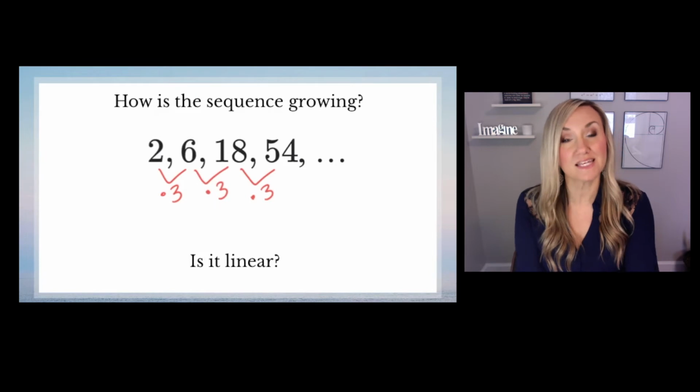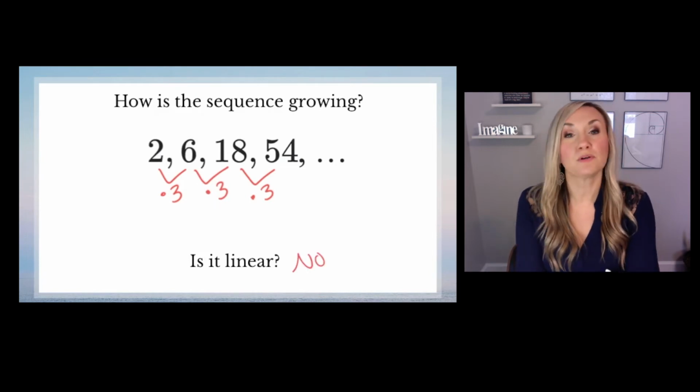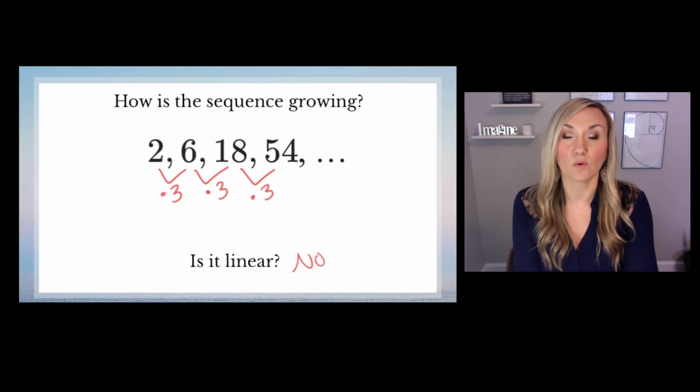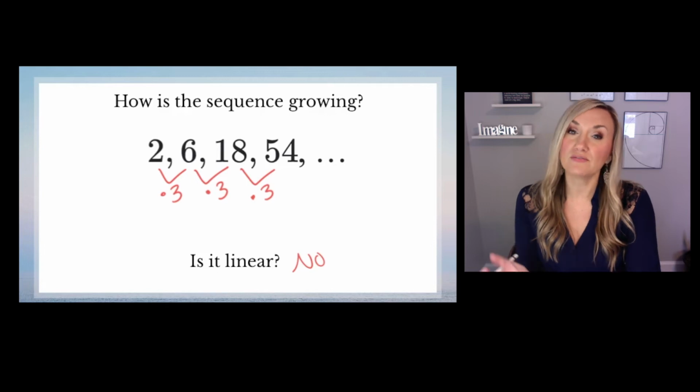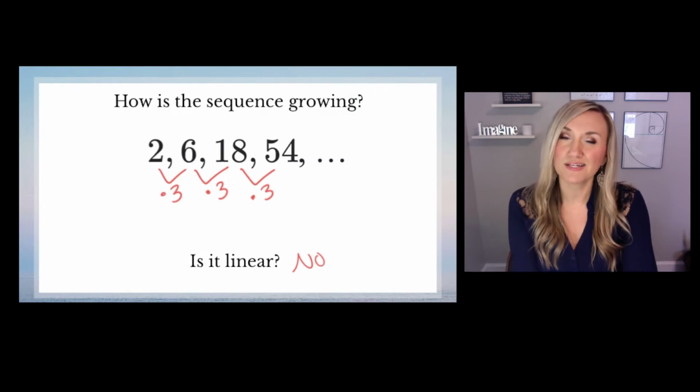Is this sequence linear? No. Remember, linear is going to be adding or subtracting by the same number. We are now multiplying. In previous lessons, we've talked about how this would be an exponential growth. But with sequences, it is a little bit different.